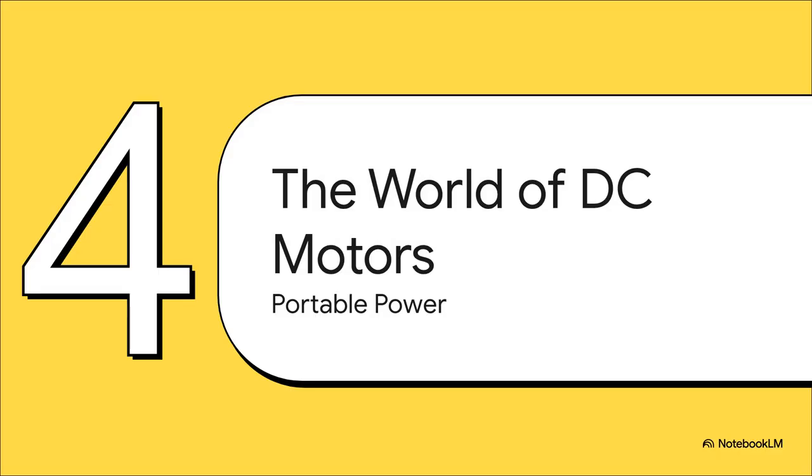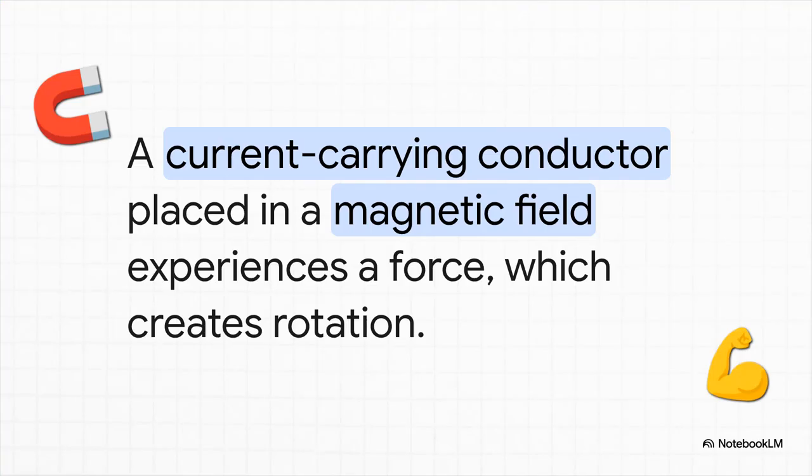All right, let's switch gears and cross over to the other side of the family, the world of DC motors. These are the motors that give us portability and fine control, all powered by things like batteries. The core idea here is really direct. You take a wire, you run a direct current through it, and you put it in a magnetic field. What happens? It feels a push, a force. And by cleverly arranging these wires into a coil, we can turn that one simple push into nonstop continuous rotation.